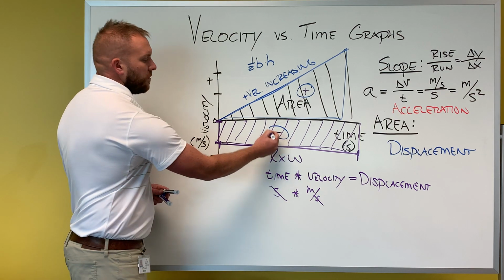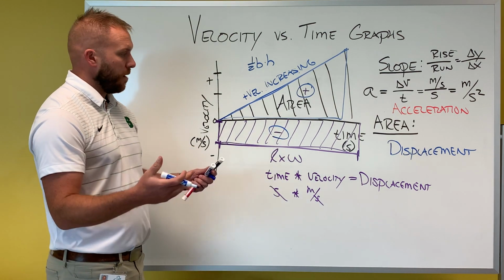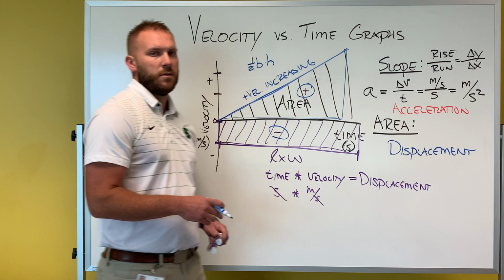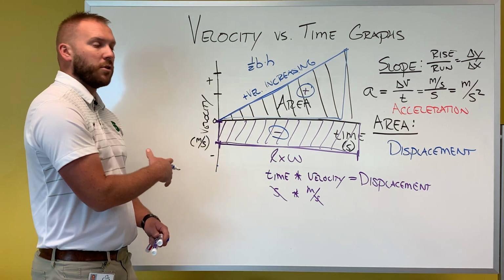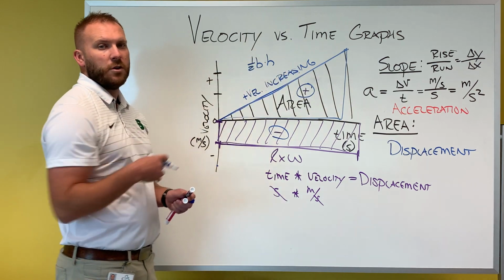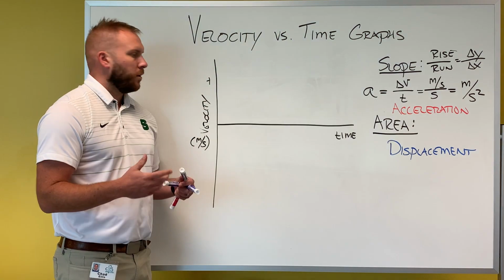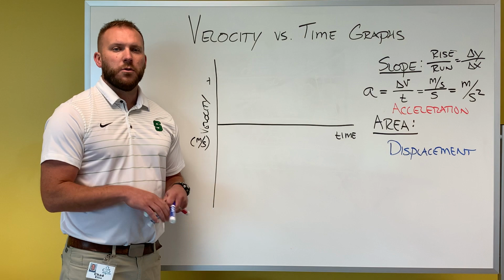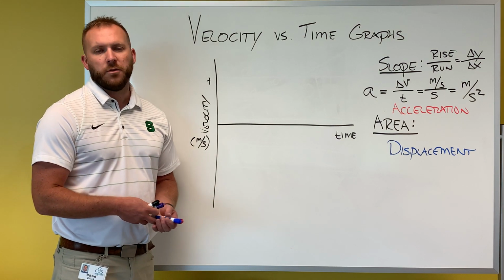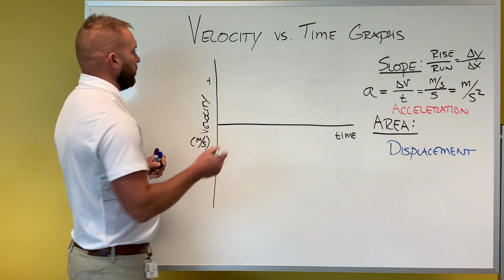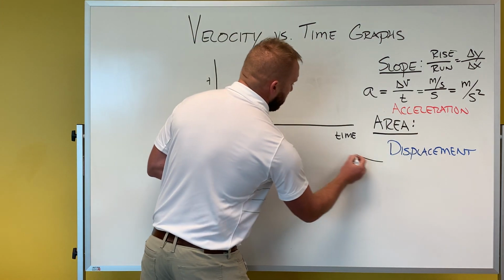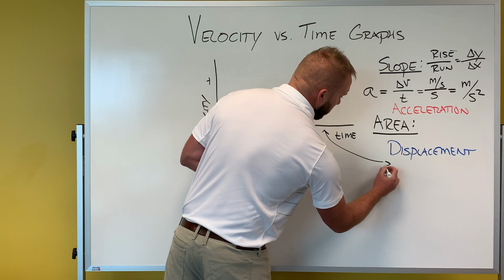This one had a negative area. That means it has a negative displacement, right? Something moving with a negative velocity is going to have a negative displacement. It's going to go from a more positive position to a more negative position. Okay, so lastly, I just want to go through some different shapes that you'll find on a velocity versus time graph. And here's what I will try to emphasize, right? Remember that this line represents 0 velocity.